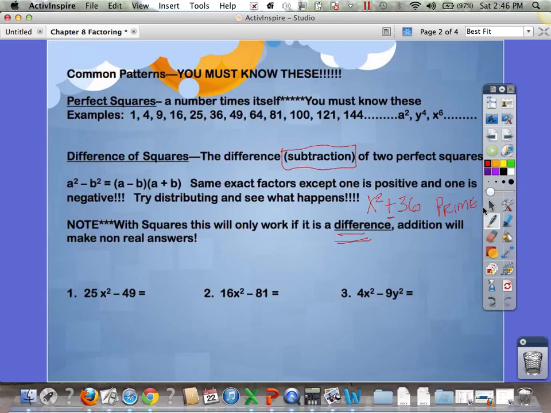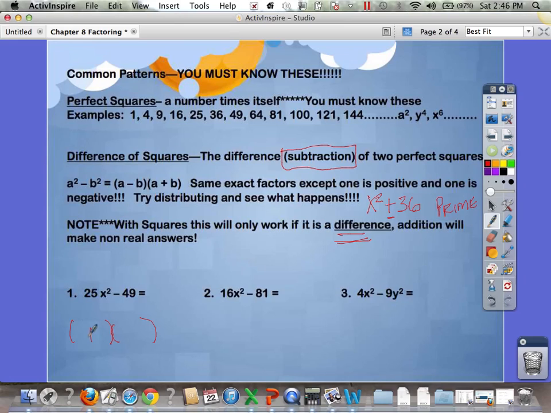All right, so let's do a couple problems. We have 25x squared minus 49. Is 25 a perfect square? Yes, it is. 5 times 5. Is x squared a perfect square? Yes. x times x. Is 49 a perfect square? Yes. 7 times 7. And is there a difference going on here? Yes. So then you can just split it up and easily do this.